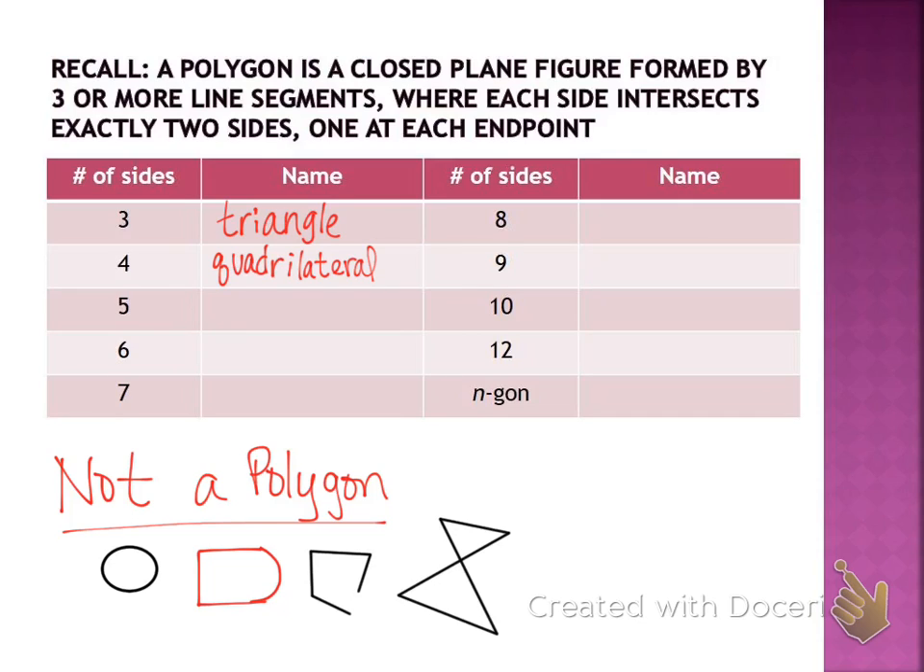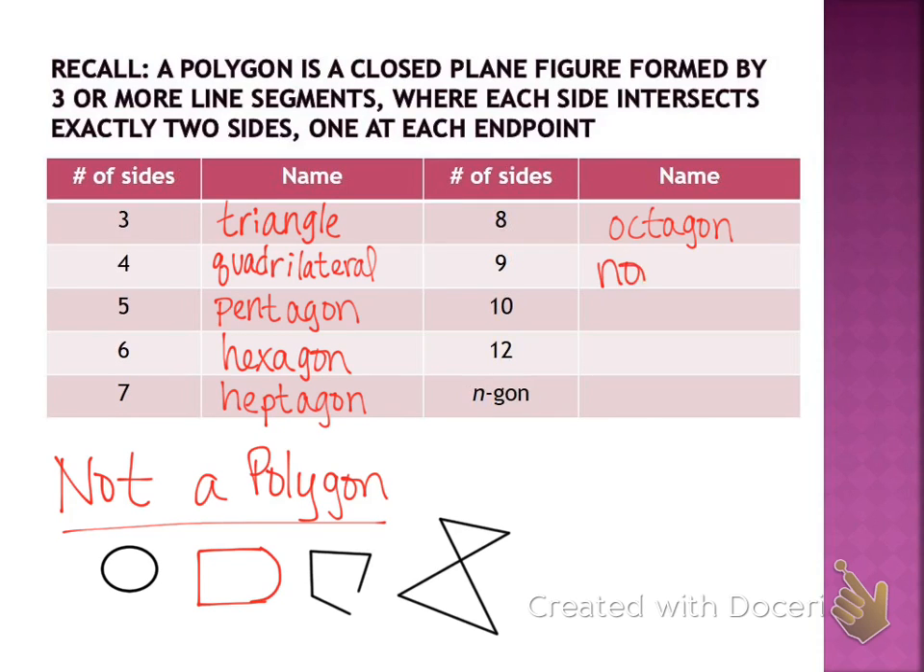5 sides, pentagon. 6 sides, hexagon. Make sure you know how to spell these. 7 sides, anybody know? Heptagon with a PT. Heptagon. 8 sides. Octagon. 9 sides. Nonagon. 10 sides. Decagon. Anybody know 12? A dodecagon. Anybody know?